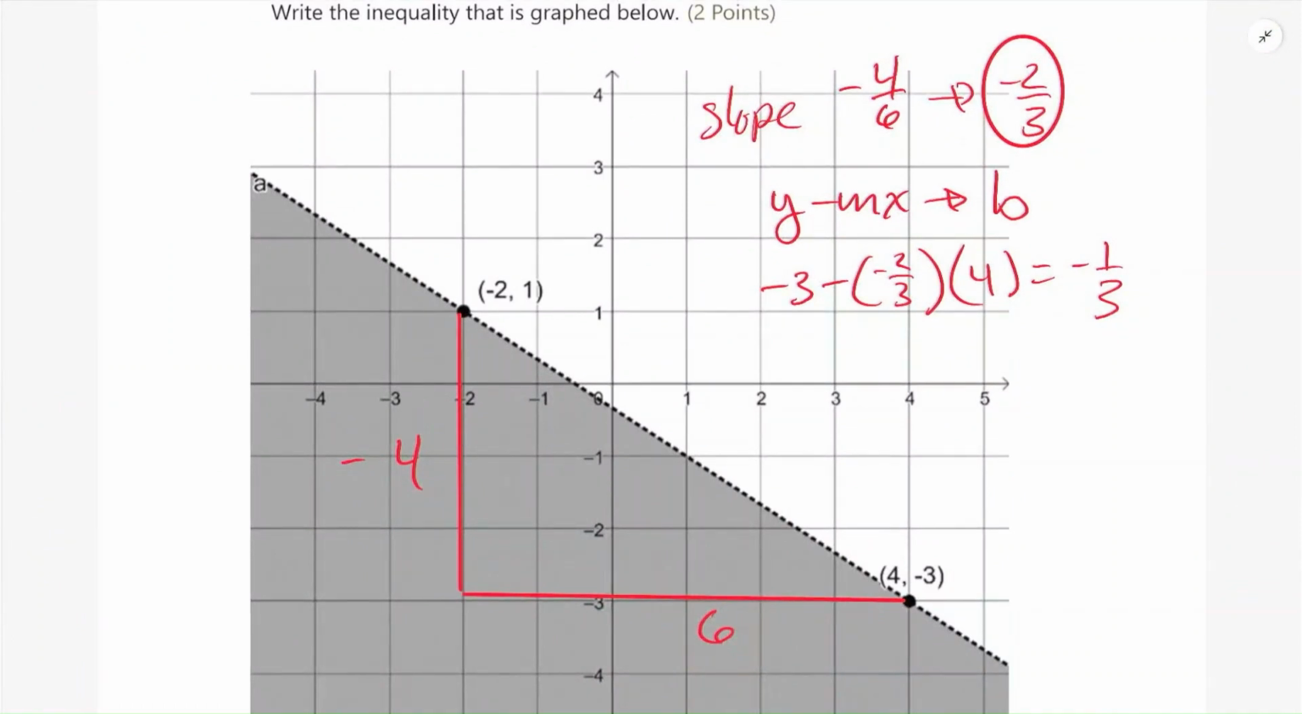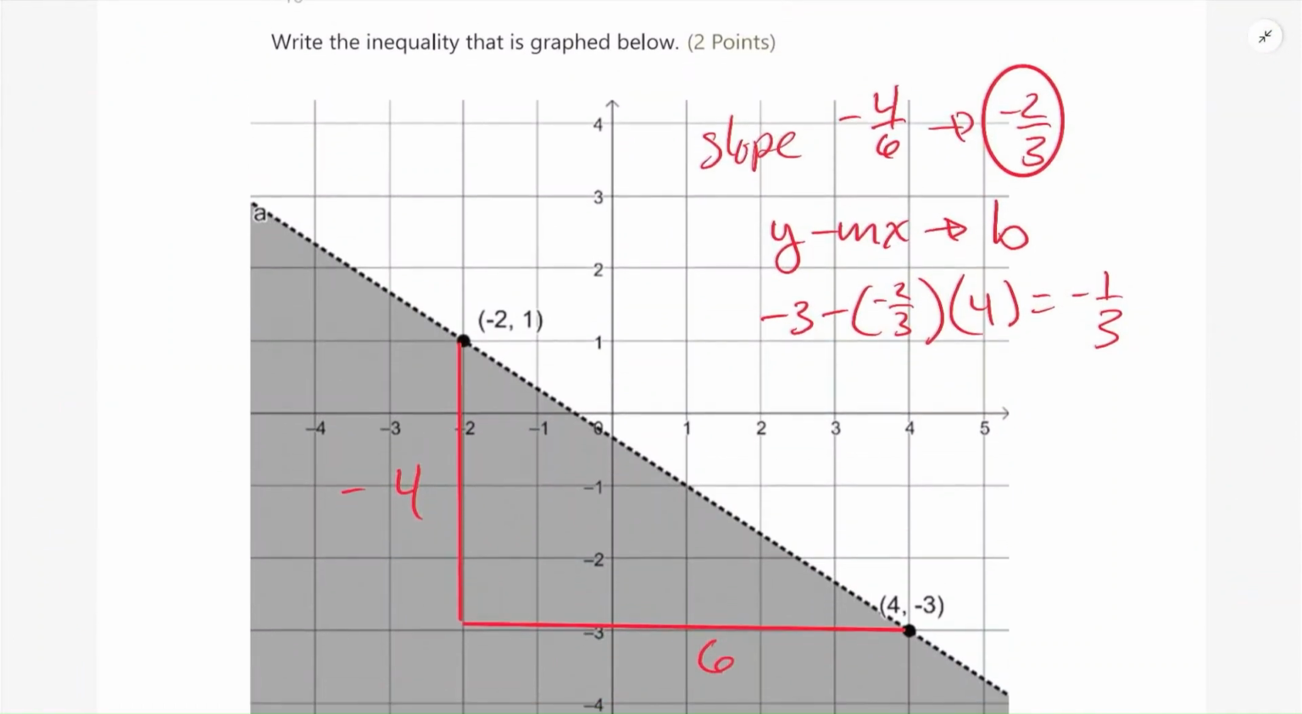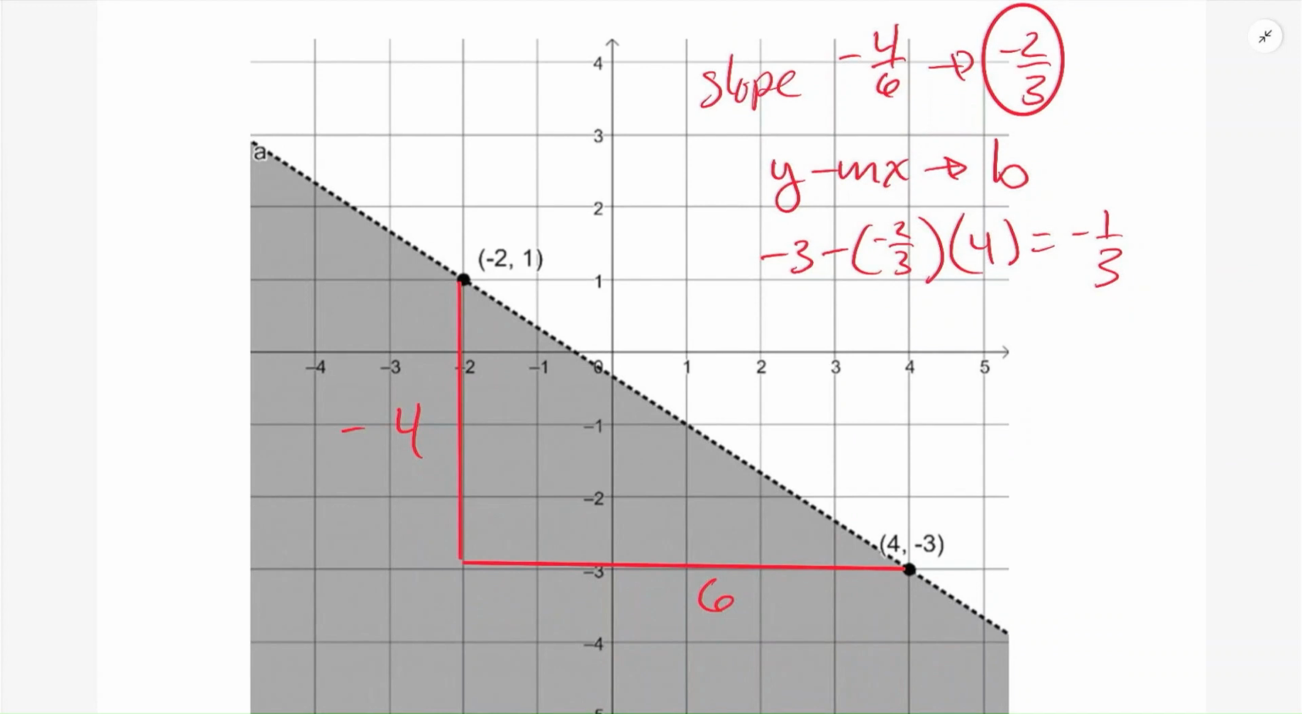We are asked to write the inequality of this graph below, and I can see that it's shaded below that. So if I can just figure out what this boundary line is, I notice that the boundary is dashed, right? So because it's dashed, it's going to be strictly less than. The slope is -4/6, right? Down 4/6, which reduces to -2/3.